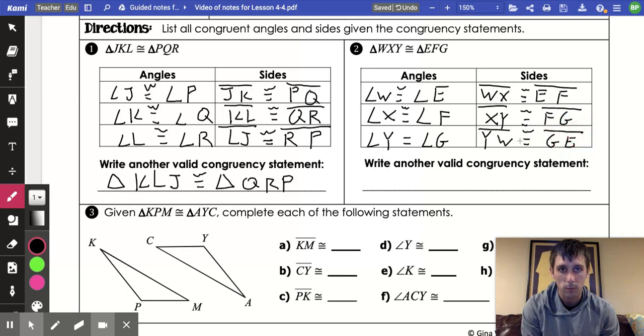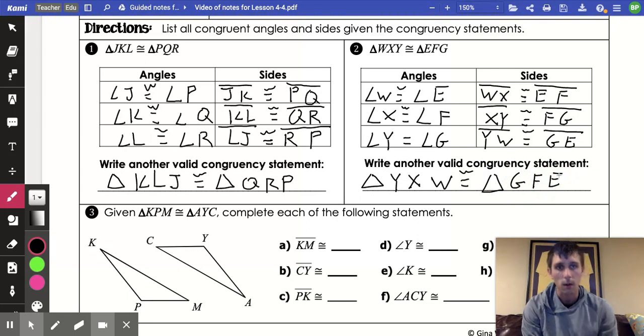All right, so write another valid one. Now I'm just going to go backwards. So triangle YXW is congruent to triangle GFE. All right.